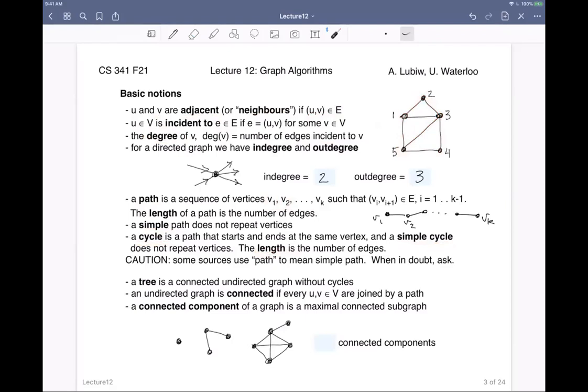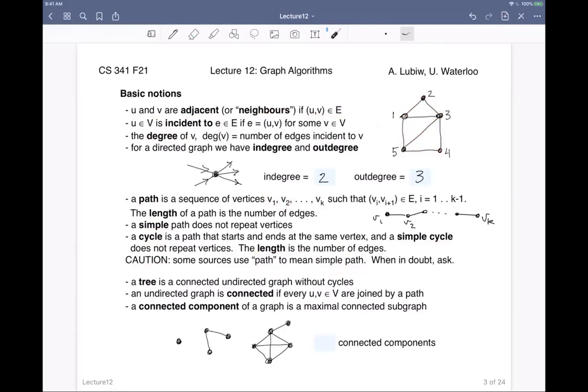Now, one thing I'll caution you about is that some textbooks and some web pages, if you look at them, they use the word path to mean a simple path. So when in doubt, just check which meaning is intended, and we'll try to be clear on any assignments.